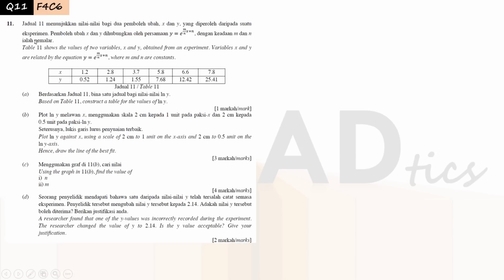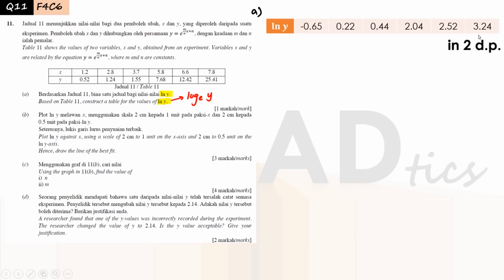Alright, last question in section B. So here we have this nonlinear equation and we have the set of values of x and y. In part A, we need to construct a table and find out the values of ln y. Right, so ln here is basically log base e of y. You will see this ln on your calculator. So to find the ln y, we just substitute the values of y in here to get the set of values, right, which are these. Okay, so put it in two decimal places.